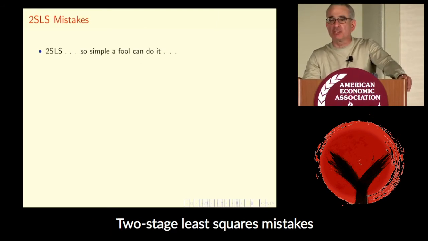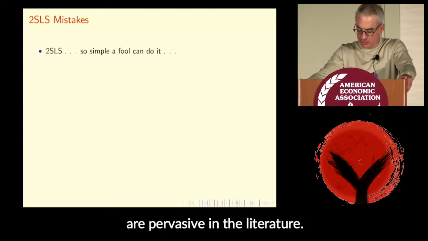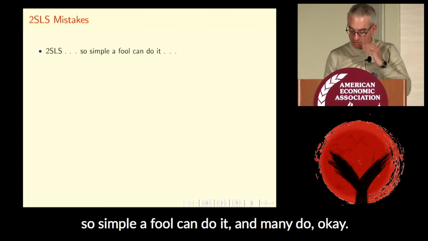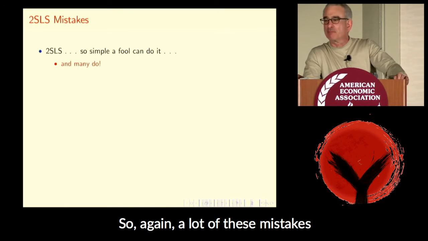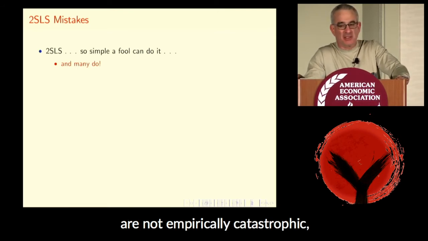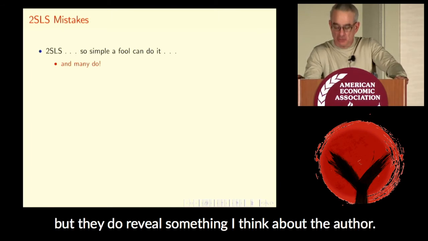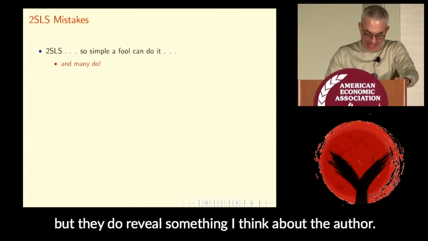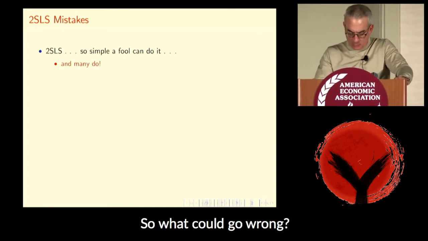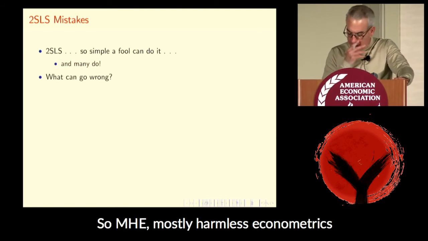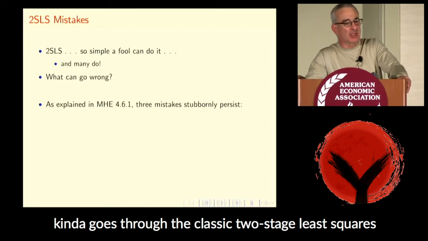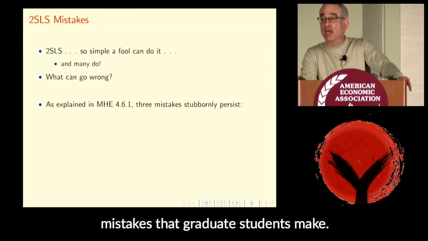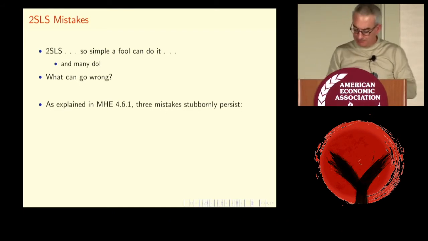Two-stage least squares mistakes are pervasive in the literature. Two-stage least squares, so simple a fool can do it, and many do. Okay, so again, a lot of these mistakes are not empirically catastrophic, but they do reveal something, I think, about the author. So what can go wrong? So MHE, Mostly Harmless Econometrics, kind of goes through the classic two-stage least squares mistakes that graduate students make.